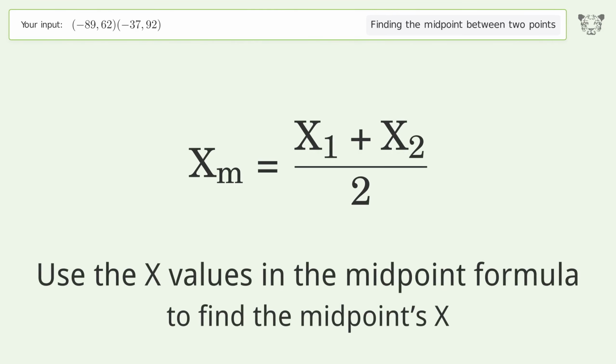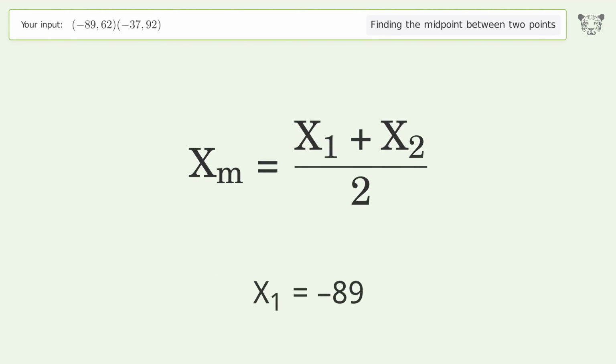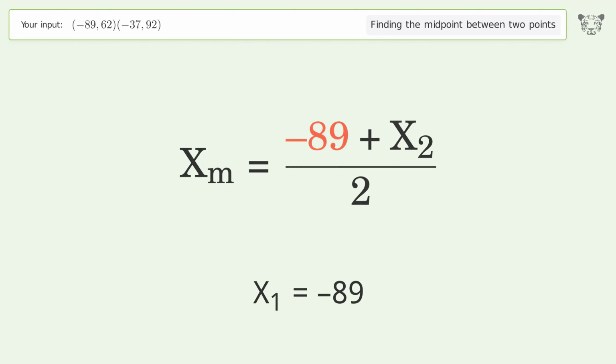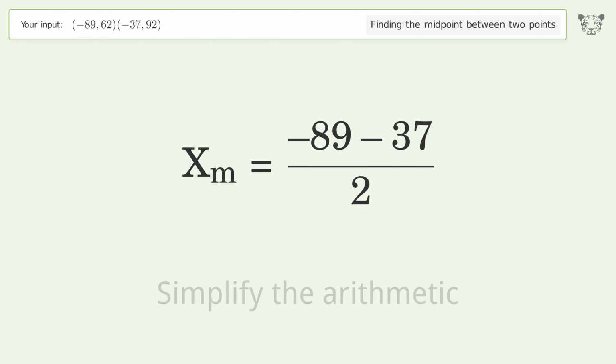Use the x values in the midpoint formula to find the midpoint's x. x1 equals negative 89. x2 equals negative 37. Simplify the arithmetic.